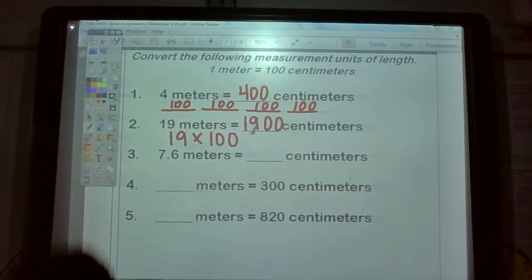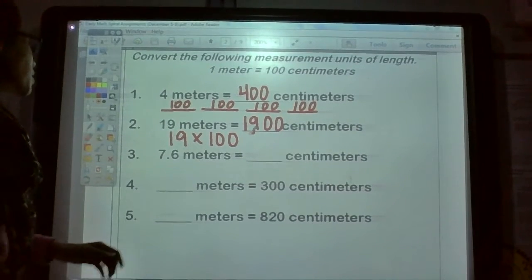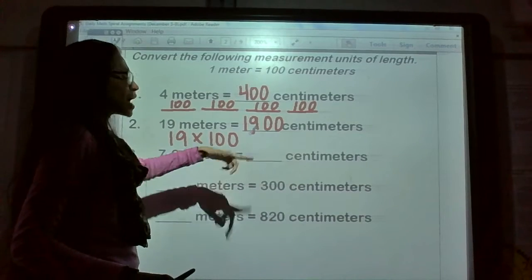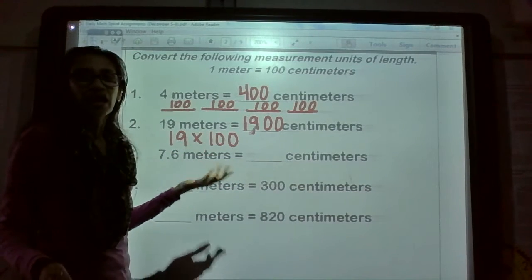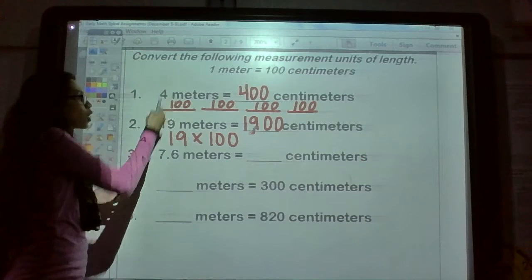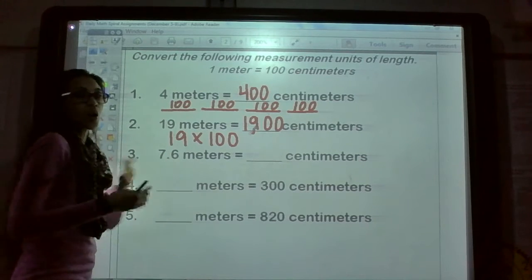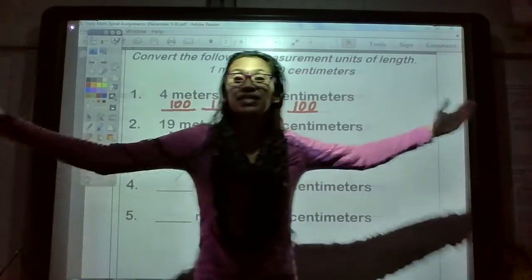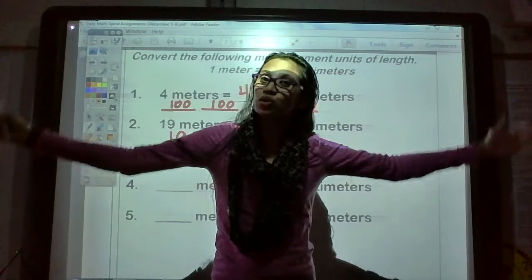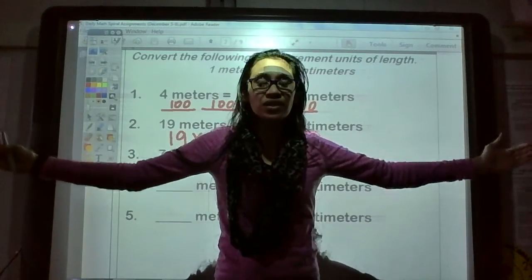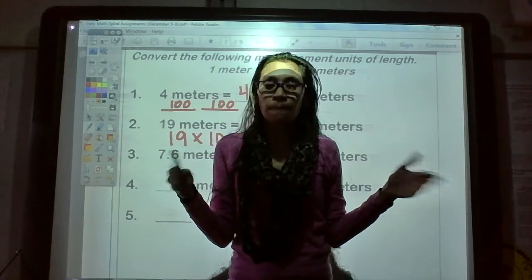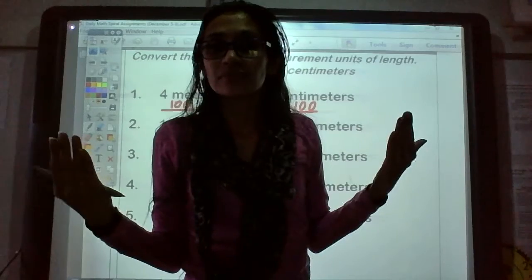The next one is 7 6/10 meters equals how many centimeters? Now, if you notice, right here we have whole numbers. This one's not a whole number. It's a whole number with a decimal. That means I have 7 of these: 1, 2, 3, 4, 5, 6, 7, and 6/10. That means part of it. Okay? What do we need to do?